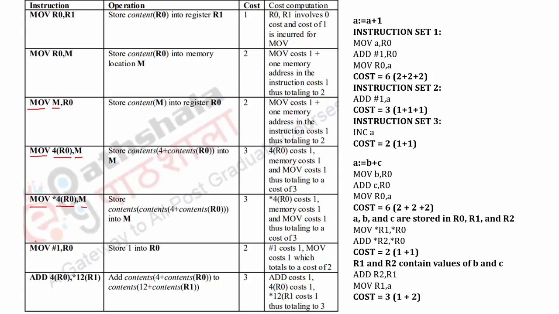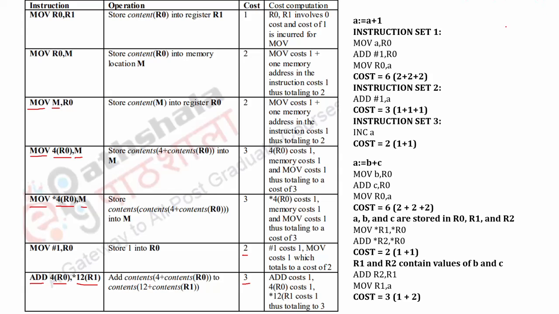And here for this it will be storing 1 to the register. So hash 1 cost is 1, and for the move the cost is 1. So the total cost will be 1 plus 1, it will be 2. And similar to it, for add the cost is 1, for this one the cost is 1, for this indirect indexing the cost is 1. So the total cost of this particular instruction will be 3. So these are the most widely used instructions that we will be using for simple operations.